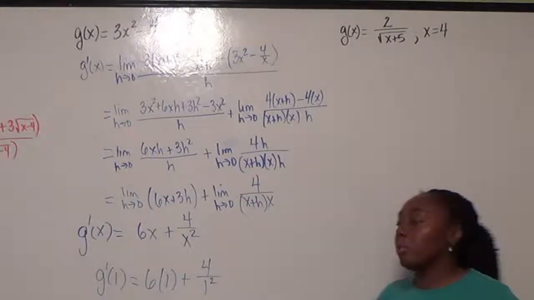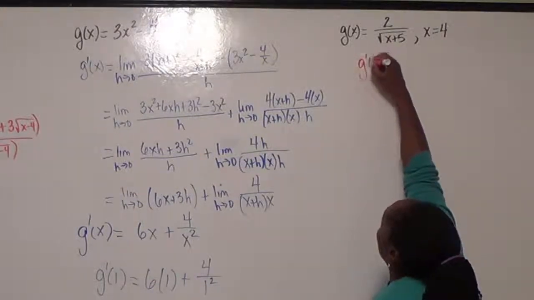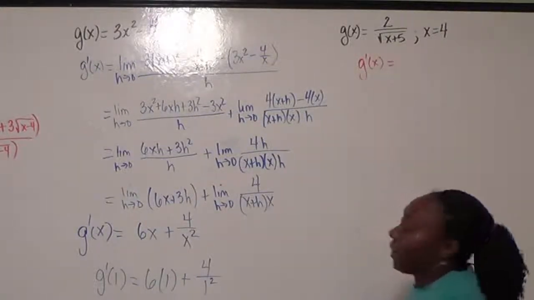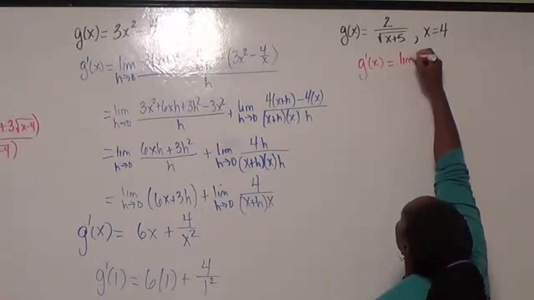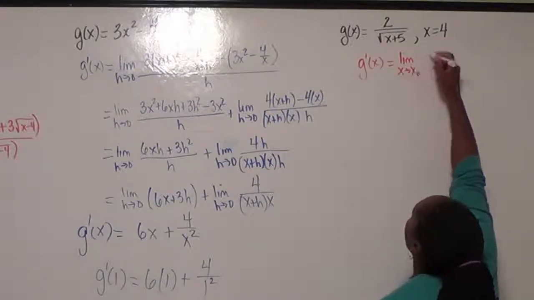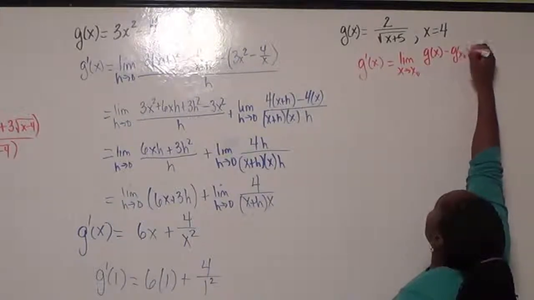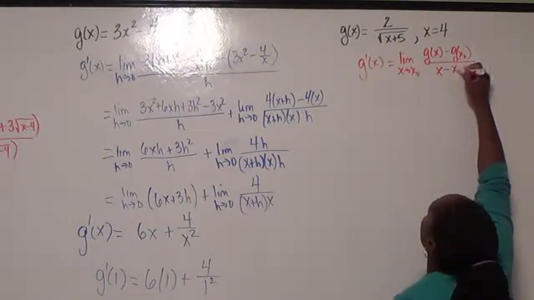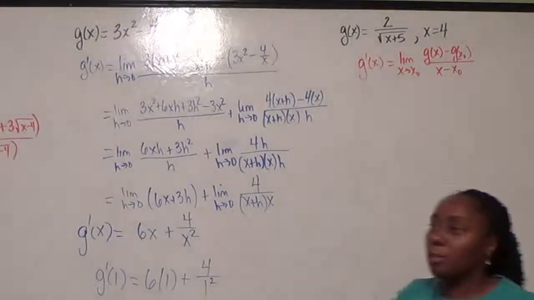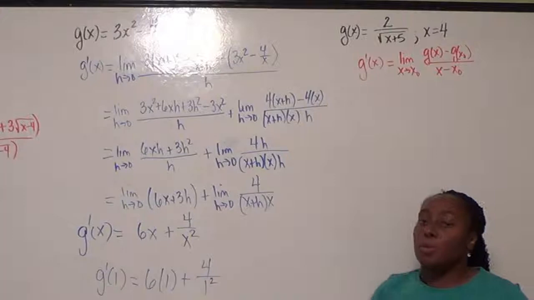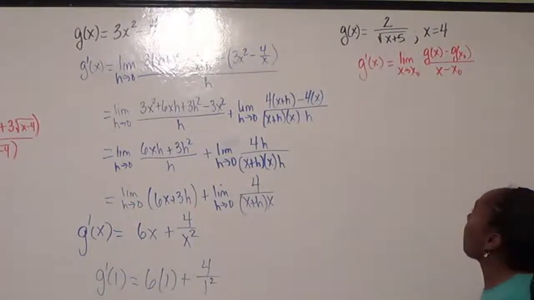If I want to use the alternate method, what that's saying is I'm going to take my g prime, and now because I'm looking at a slope at a particular point, it's going to be the limit as x goes to x naught of g of x minus g of x naught all over x minus x naught, where x naught is your point. Okay, in this case 4. Again, this instantaneous rate of change should look vaguely familiar from the last section.